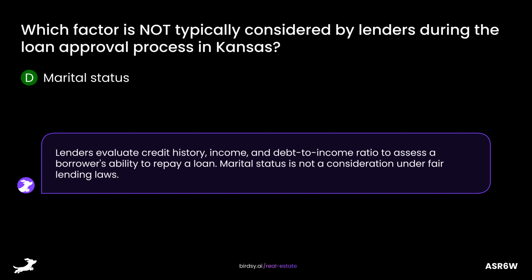Lenders evaluate credit history, income, and debt-to-income ratio to assess a borrower's ability to repay a loan. Marital status is not a consideration under fair lending laws.